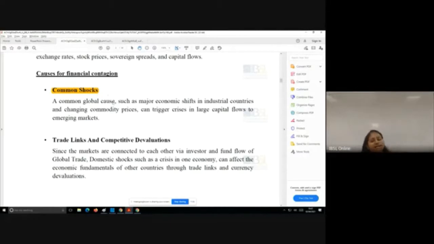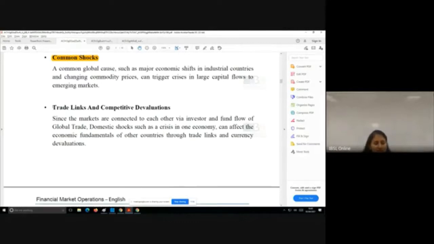Next, trade links and competitive devaluation. Due to trade links, a contagionary effect can also happen. Example, let's say one country is the largest importer of gold. Let's say country A imports the largest quantity of gold from another country. All of a sudden country A is facing a crisis. During that crisis, there's no demand for gold, therefore they are not importing gold. The import of gold has now dropped drastically. What happens to the other country which is exporting gold to this country? Their exports are now impacted.